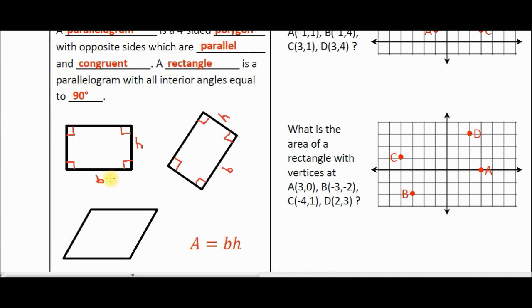What you can't do is call one side the base and the opposite side the height. They have to be two sides that are touching each other at a 90-degree angle. That's how you would do it. So you can pair up any two of these touching sides, which are called adjacent sides. Any two of those will give you the information you need to figure out the area.